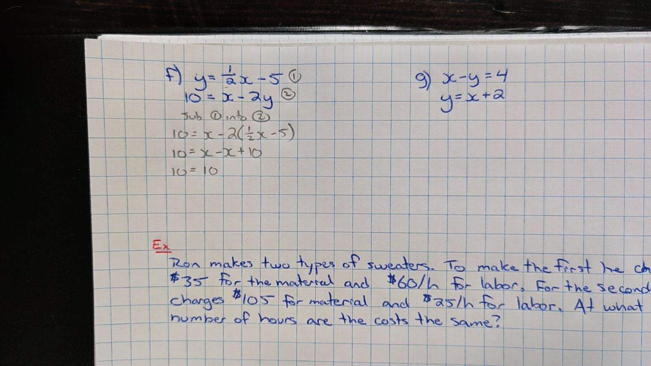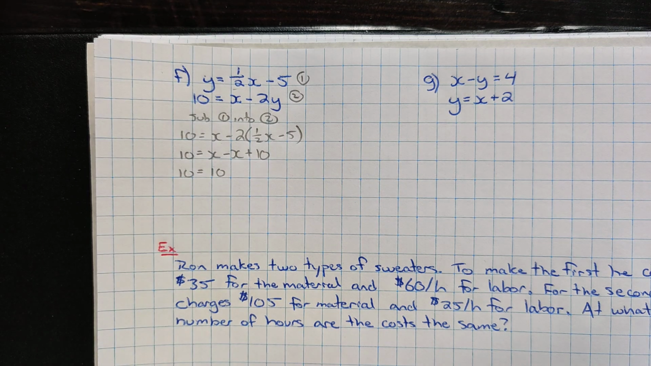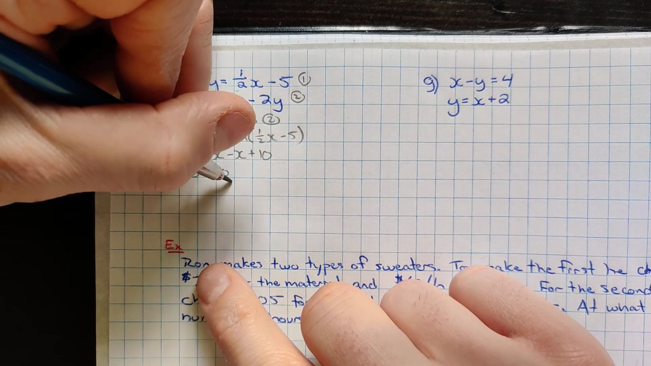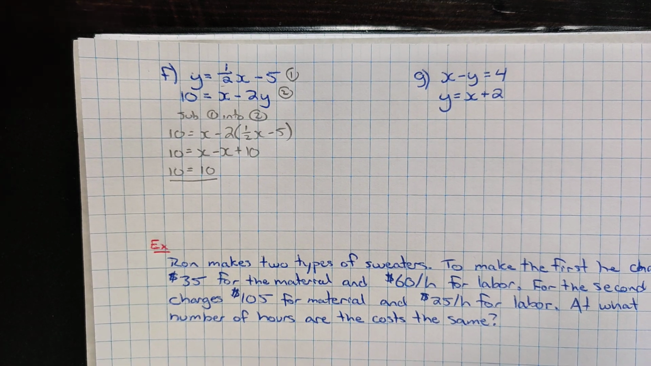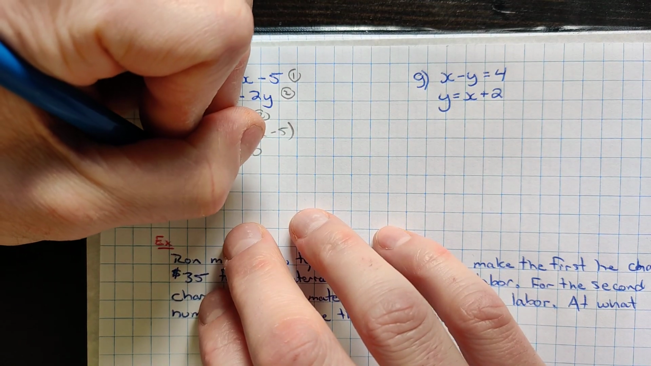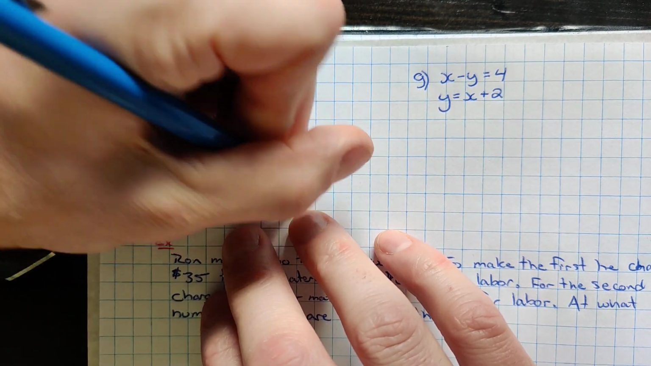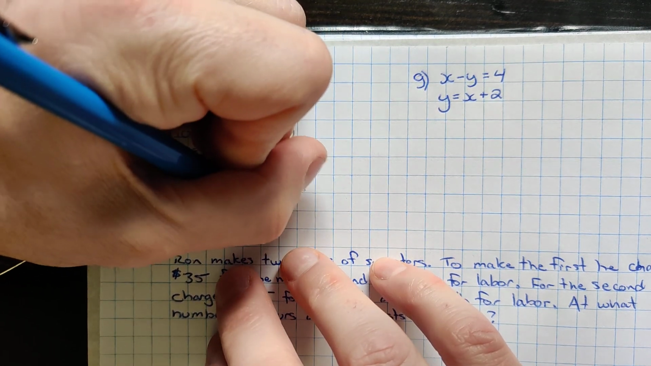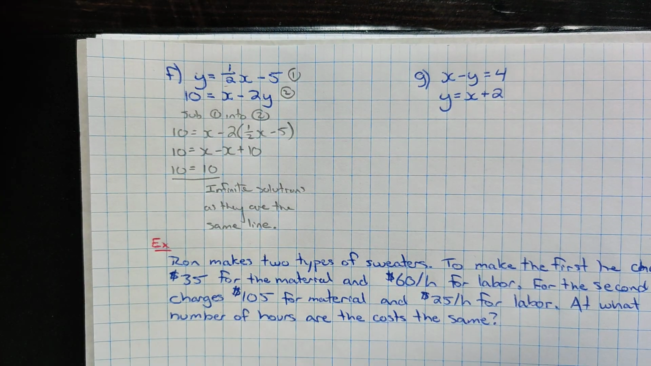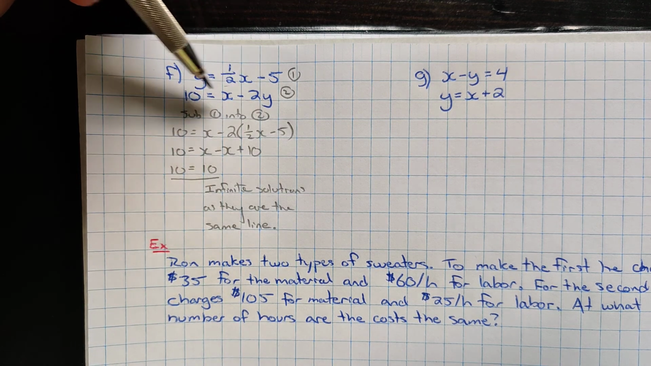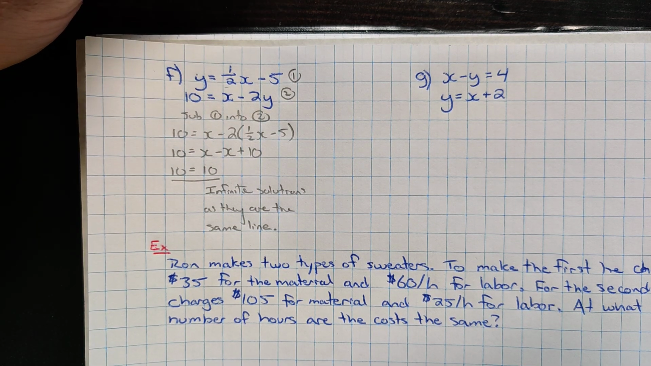And so when I get the case where I have no more variables, and a number equals itself, you won't run into these very frequently with our situations, but in some cases you will. If the number equals itself, then what you have is infinite solutions, as they are the same line. These are both the same line, and thus we get infinite solutions. If you rearrange equation 2, you will find that what you get is y equals 1/2 x minus 5. So you get the same equation.